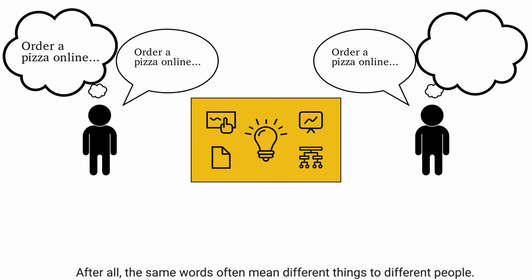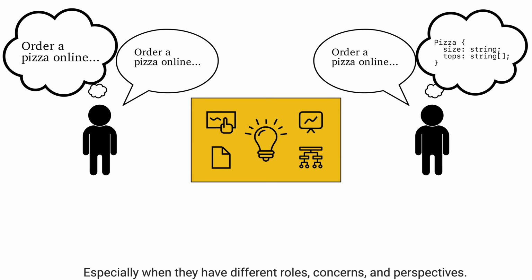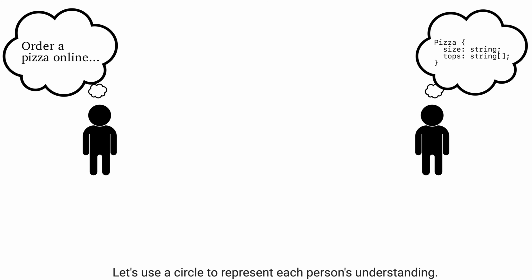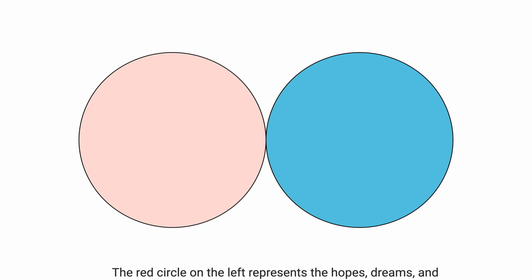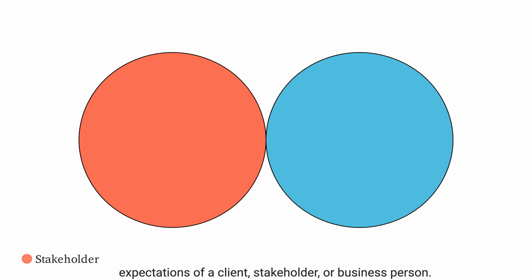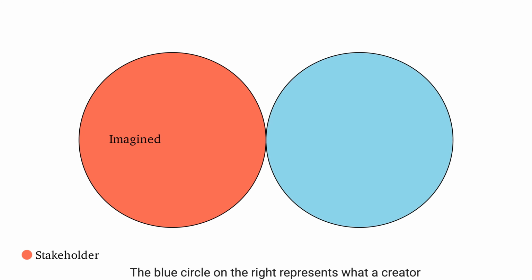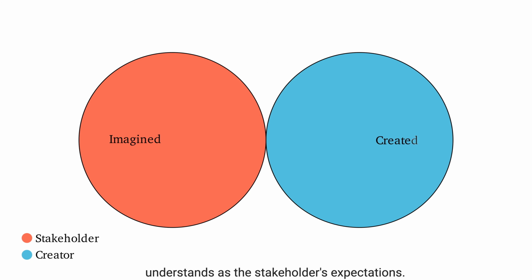After all, the same words often mean different things to different people, especially when they have different roles, concerns, and perspectives. Let's use a circle to represent each person's understanding. The red circle on the left represents the hopes, dreams, and expectations of a client, stakeholder, or business person. The blue circle on the right represents what a creator understands as the stakeholder's expectations.